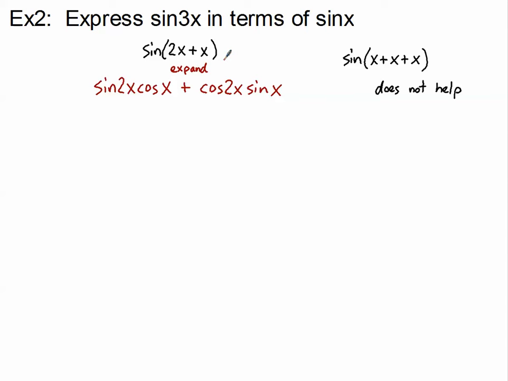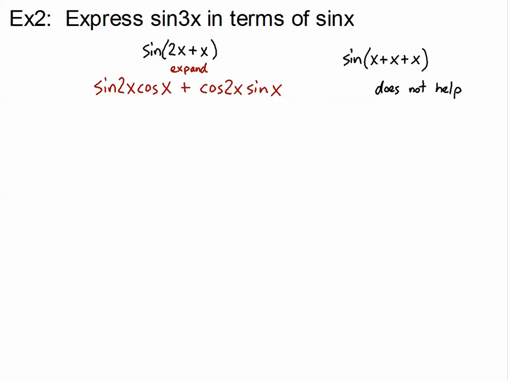Okay. So there's a couple reasons why this is not, of course, the answer. One reason is because I still see some cosine things, and another reason is because I still see a double angle with my sine, and I want only sine of 1x. So we still have some work to do.